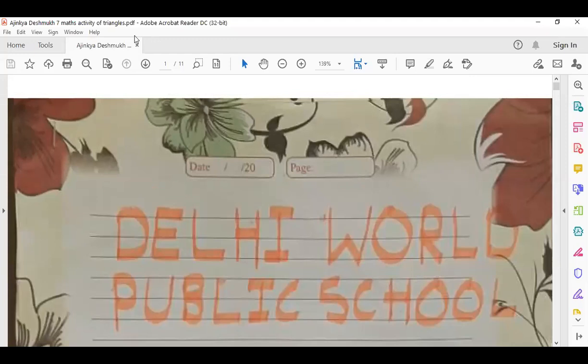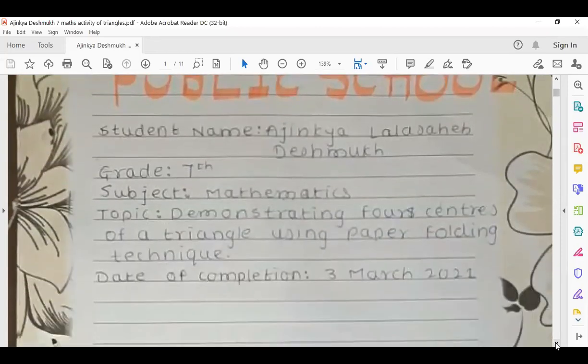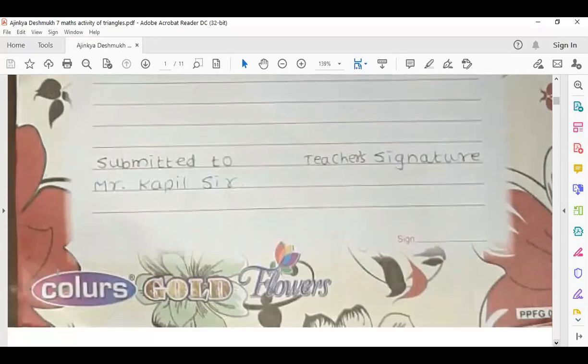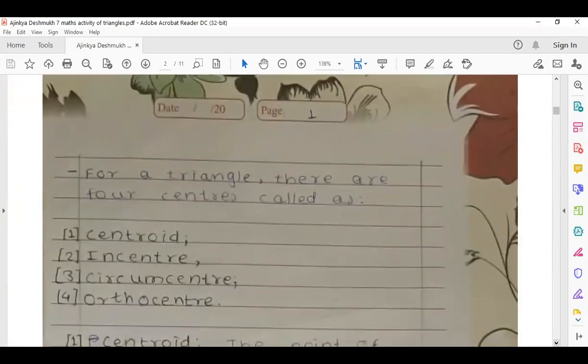Now look, this is made by Ajinkya Deshmukh, class 7, the activity of triangles. The name of the file will be this. He has sent it to me directly. There is a problem somewhere, I will tell you, but the written pattern is good. That means this way you have to write down on the first page. Okay, that you have already done.